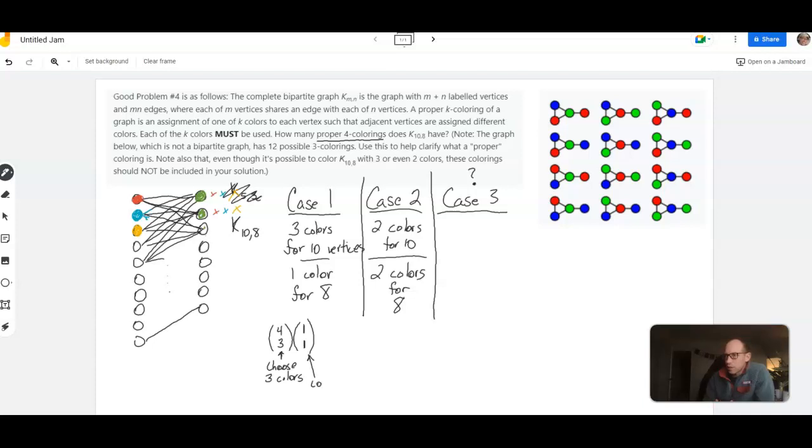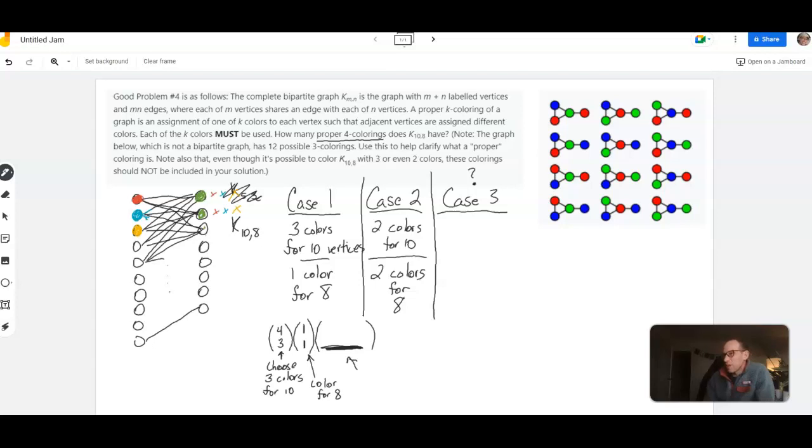This is for the 10, and this is for the 8. But that's not enough. Just because we know we're going to use red, yellow, and blue, there's a lot of different ways to color red, yellow, and blue over here. So we need to multiply this by something else. Something needs to go in here. And what is that number?